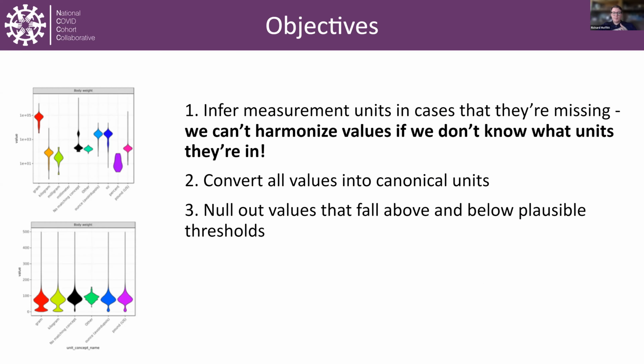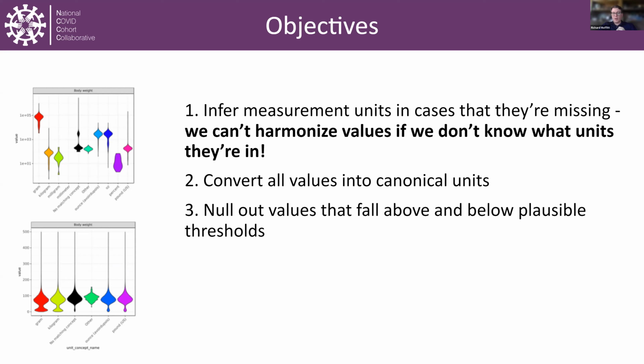So in terms of objectives for what we wanted to accomplish with unit harmonization, we want to infer measurements in cases where they're missing. So if we don't know the unit, we want to infer it, but we can't exactly harmonize the values if we don't know what units they could be in, right? So that's why we have to guess what the missing unit is.